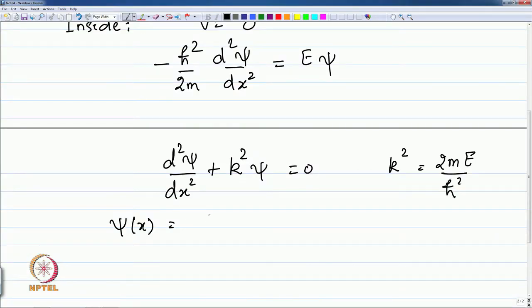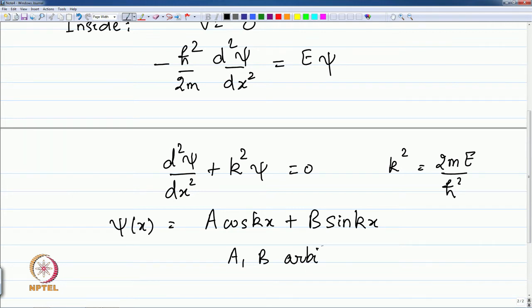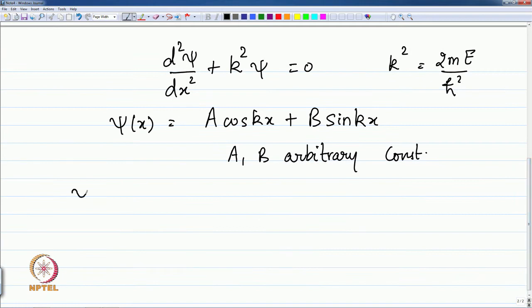Let us use the trigonometric function. Let us write that to be consistent, we have psi of x is a cos kx plus b sin kx, where a and b are arbitrary constants. Now, if you look at that solution with the boundary condition that you have, namely psi of 0 is 0, immediately you have a is equal to 0, because cos kx is 1 and sin kx goes to 0, therefore a is equal to 0.